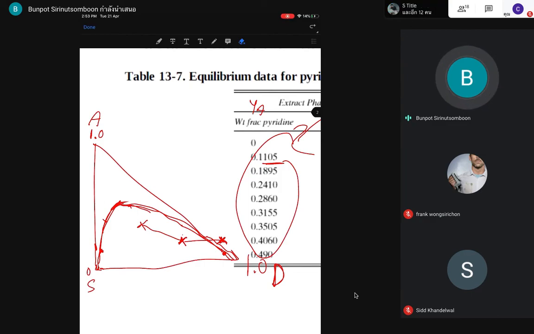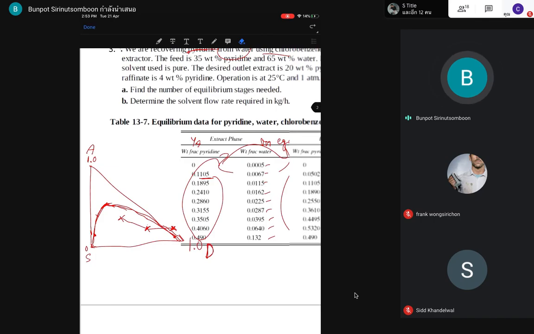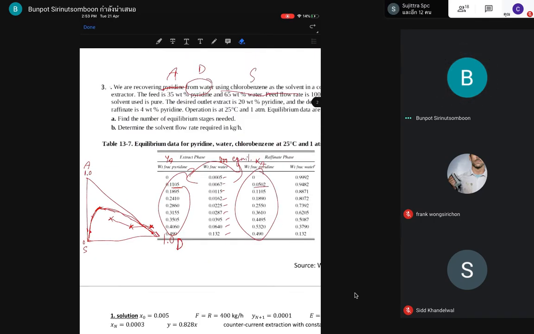So for now, this is how I use the information from the table of equilibrium data to find the extract line, the raffinate line, and the solubility envelope, and also to find the tie lines in order to find the conjugate line, which I will use later.